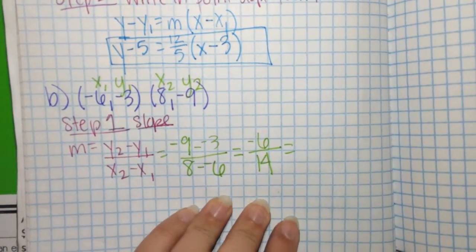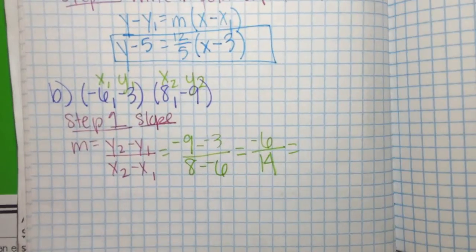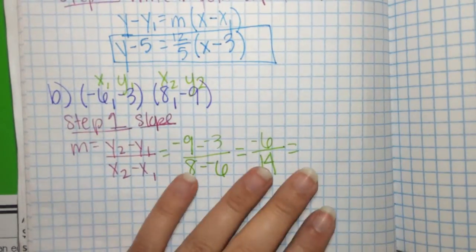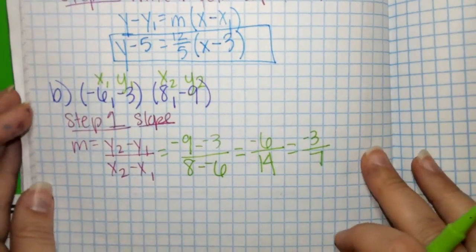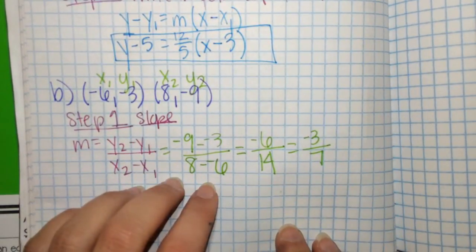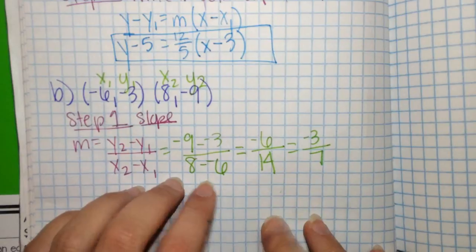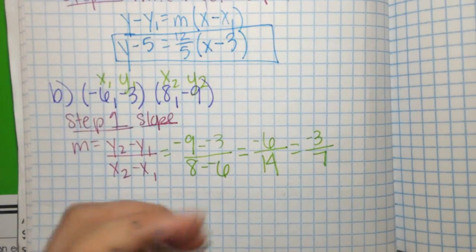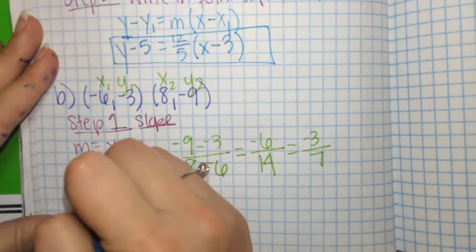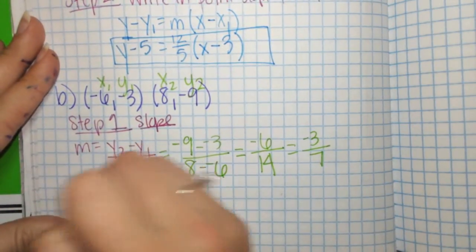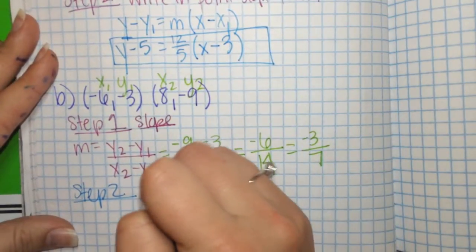And who can raise their hand and tell me what -6 divided by 14 reduces to? Austin. -3 divided by 7. -3 sevenths. Take a point. Because I'm calling on everyone. We're going around the room. Alright, step 1. We found slope. Is everybody with me? What's step 2? Write point slope. Take a point if you said it.